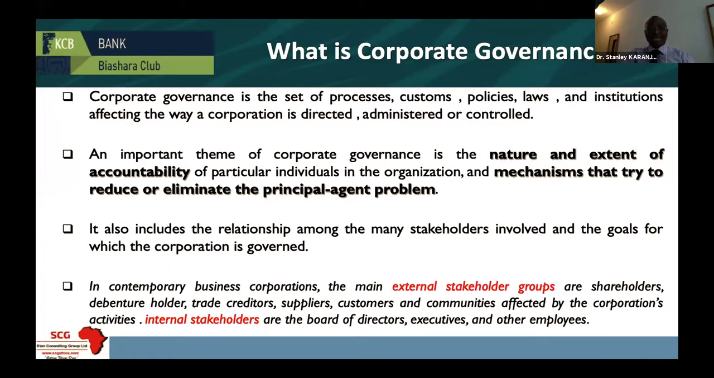In contemporary business corporations, however big or small the business is, even a sole proprietor, there are what we call the main external stakeholders. These are the shareholders, for a sole proprietorship, that is the shareholder, the venture holders, the trade creditors, the people who give you credit. So when you have better corporate governance, we'll see later how people can also be able to give you better credit. For us to grow, we need to appreciate the power of trade credit. It is the cheaper way of financing your business.